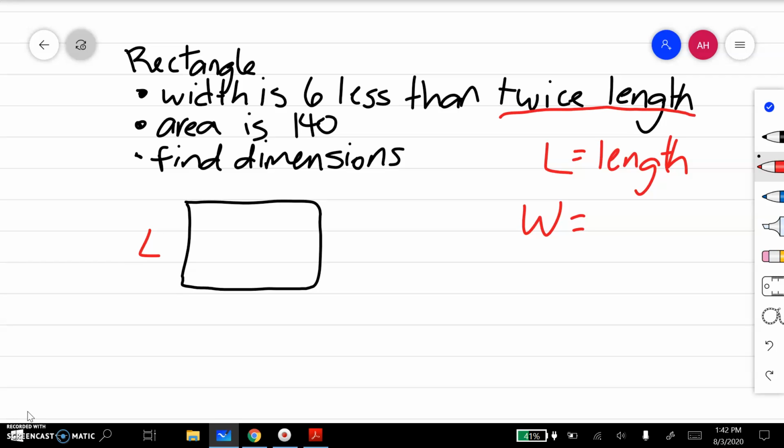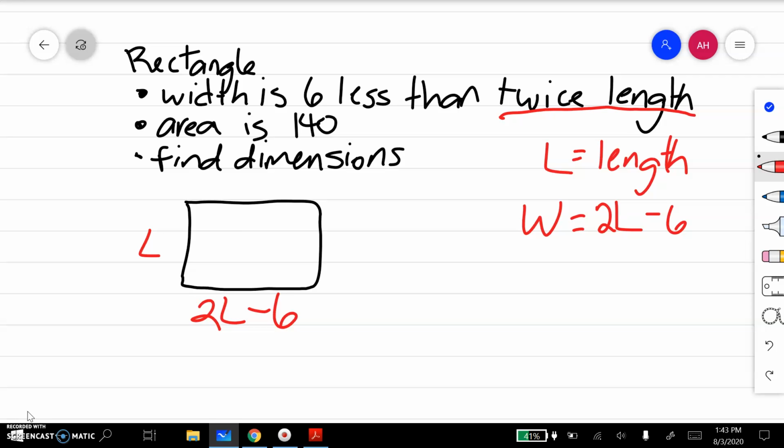Now we know that the width is 6 less than twice the length. So let's do the second part first. Twice the length would be 2 times the length, or 2L. And then 6 less than that means minus 6. So we've got the other side is 2L minus 6. You can't have two variables in this or it won't work out. So that's what we have to do.